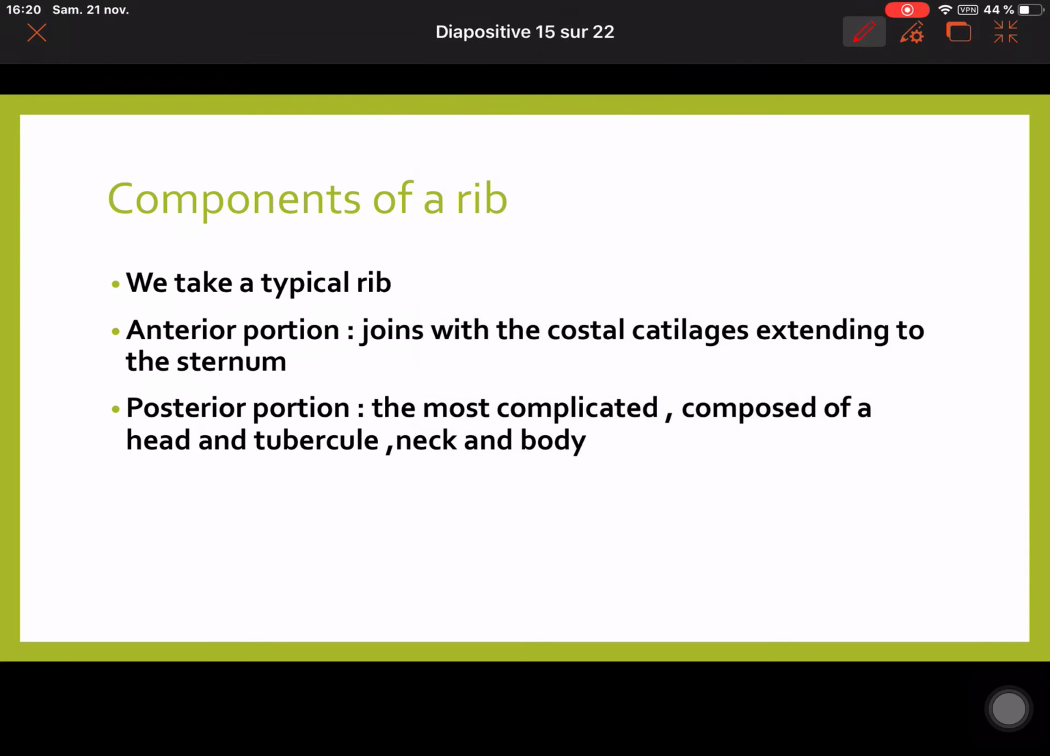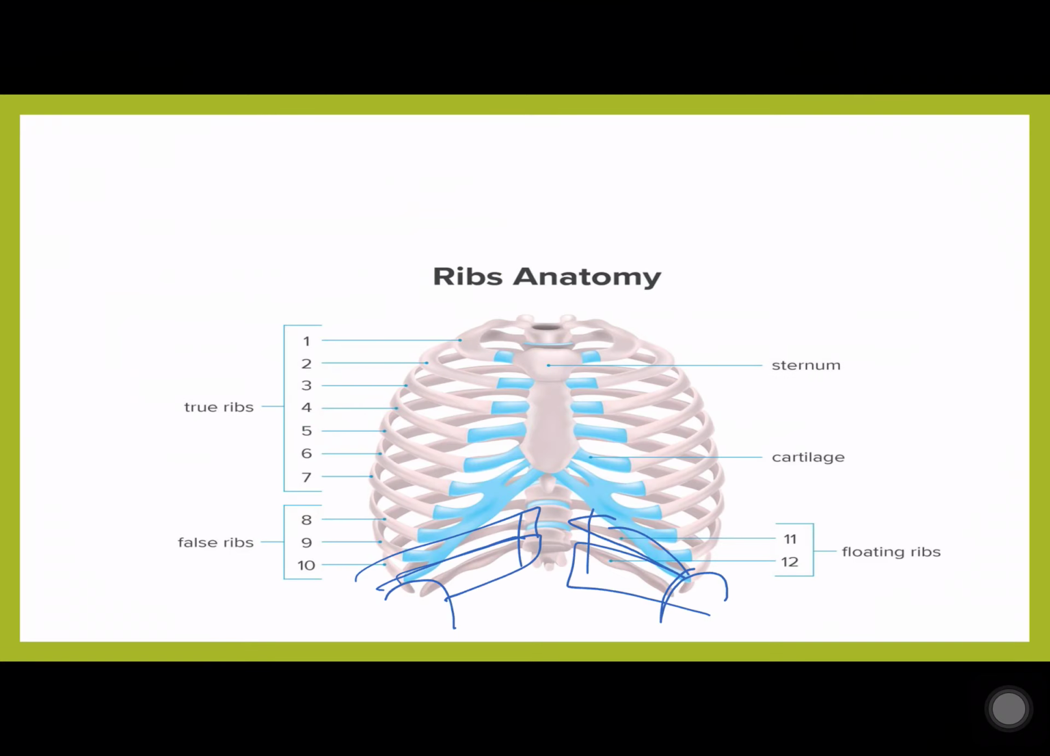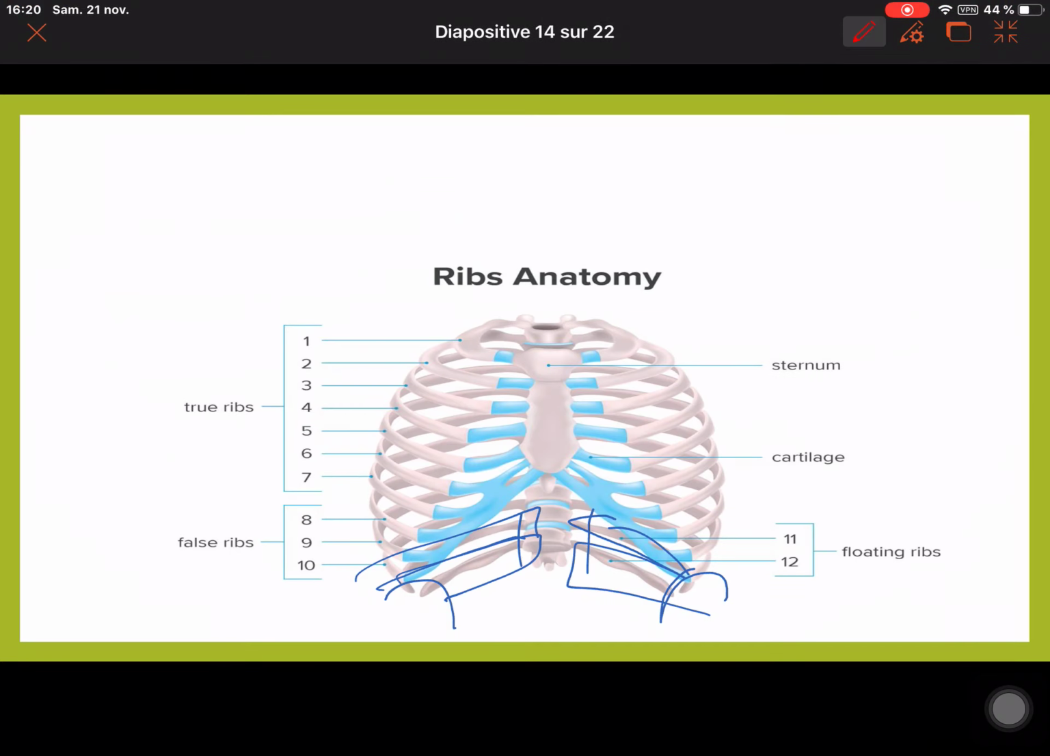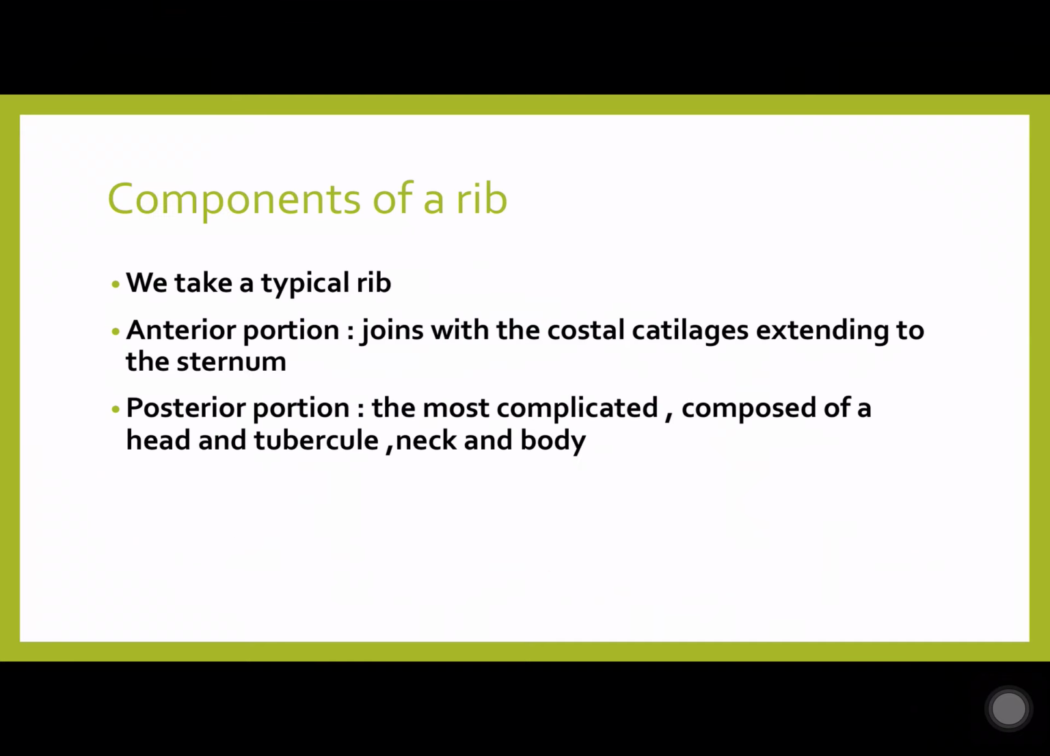We take a typical rib, okay, because ribs differ. The typical ribs are, for example, the 7th, 8th ribs. Their anterior portion joins with the costal cartilages extended to the sternum. The anterior portions of the ribs are all joining with the sternum. The posterior portion is the most complicated portion of the rib because it's composed of many features, composed of a head and tubercle, neck and body.